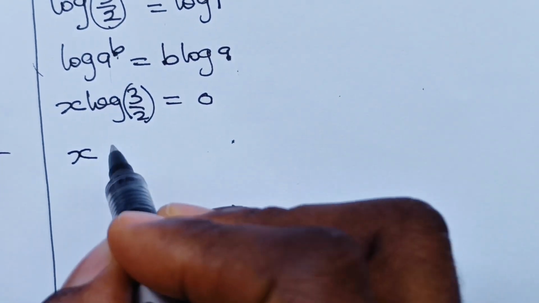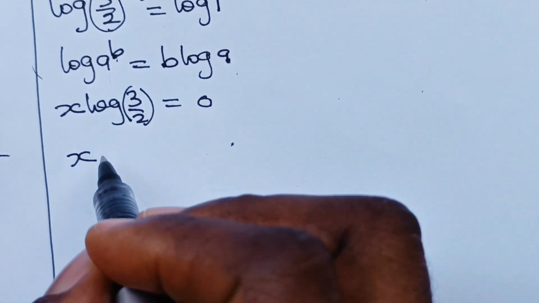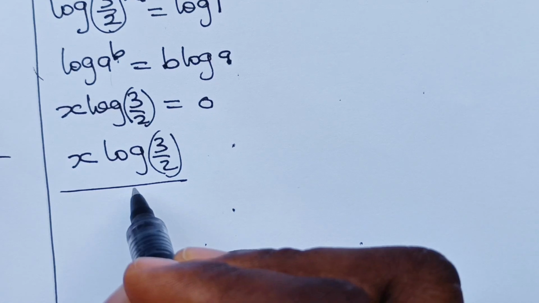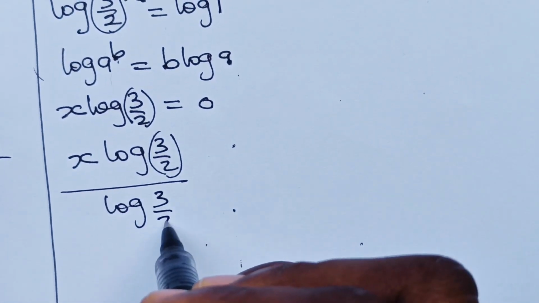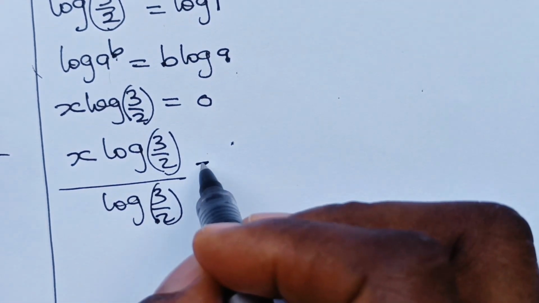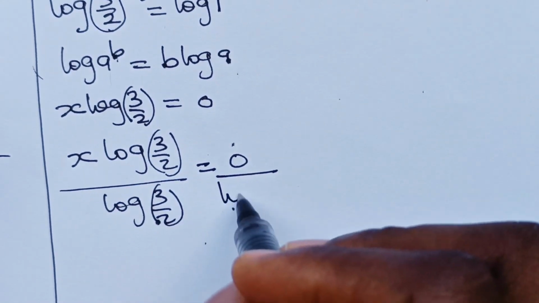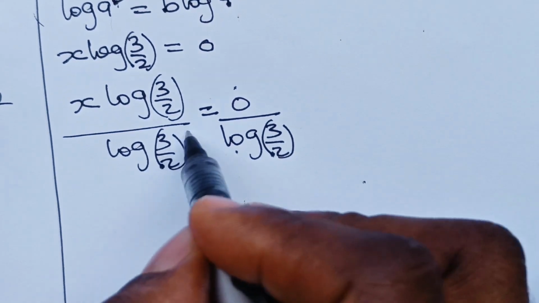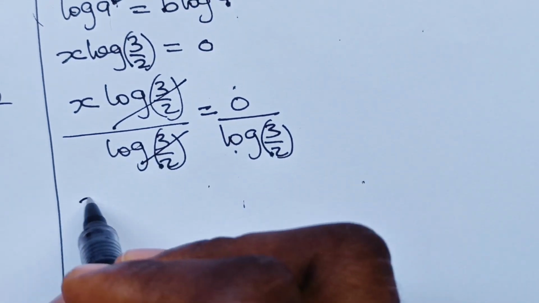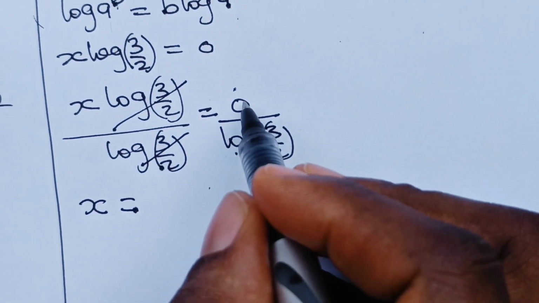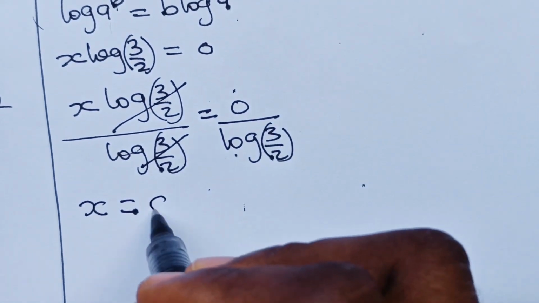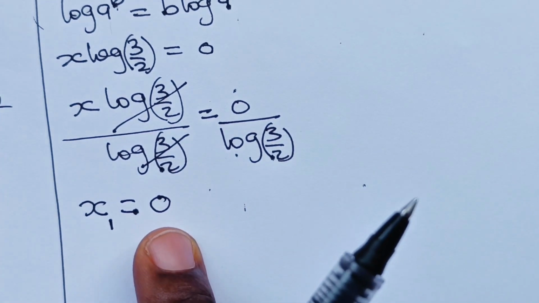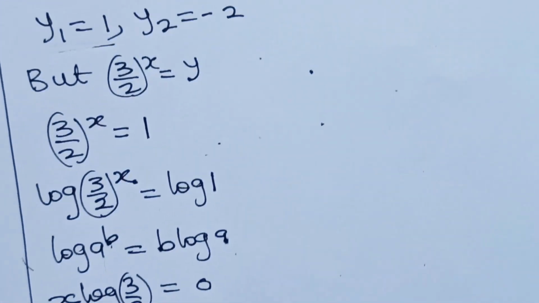So we have x, and to get the value of x, we are going to divide through by log 3 divided by 2, so x is equal to 0 divided by log 3 divided by 2. We can cancel this, so we have that x is equal to, now when 0 is divided by anything, the answer is 0. So the first value of x is 0.